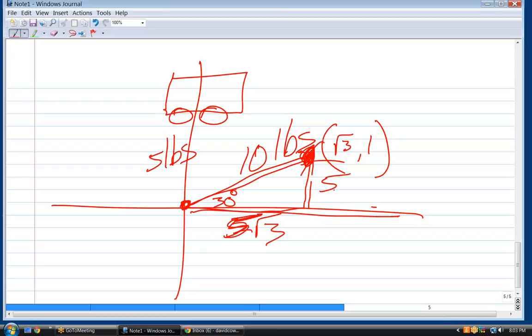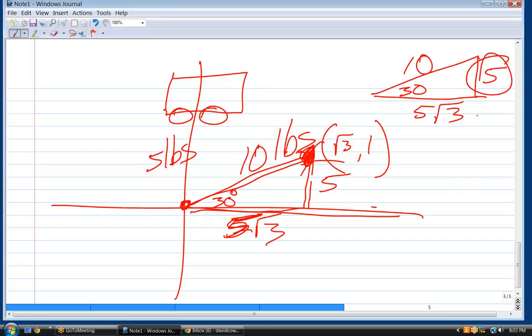In other words, I took my 30-60 triangle that had a hypotenuse of 10, and I know that if the hypotenuse is 10, then this side has to be half of that, and this side here has to be 5 root 3. So my vertical component is 5, my horizontal component is 5 root 3.